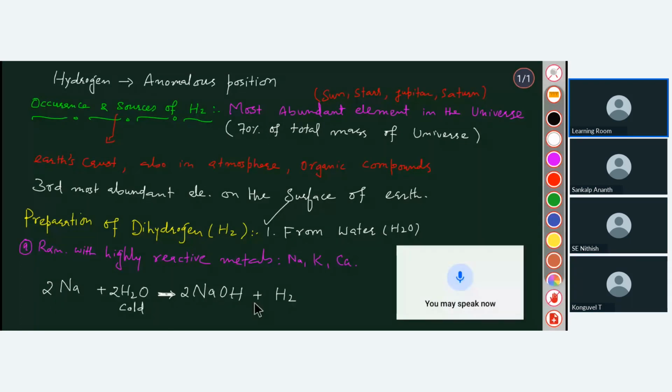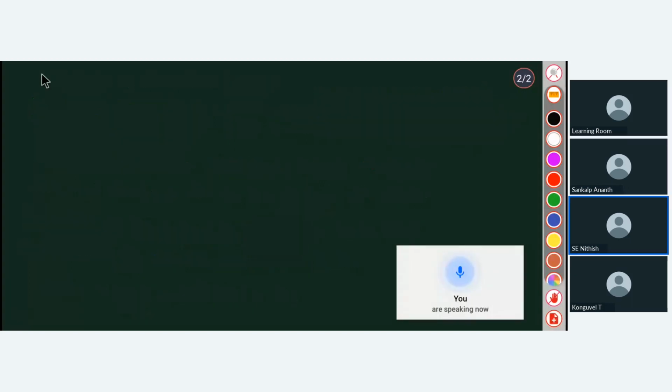Okay. So this is the reaction of the highly reactive metal sodium with cold water, or you can say water at room temperature. Then let's see the reaction of potassium. I hope you can yourself write the reaction of potassium. Its valence is one, so it will be KOH plus H2, hydrogen. Sodium symbol is Na. 2Na plus 2H2O, exactly.